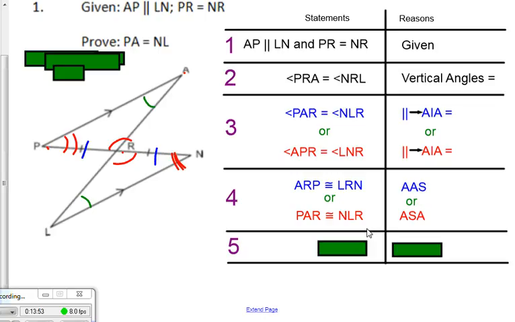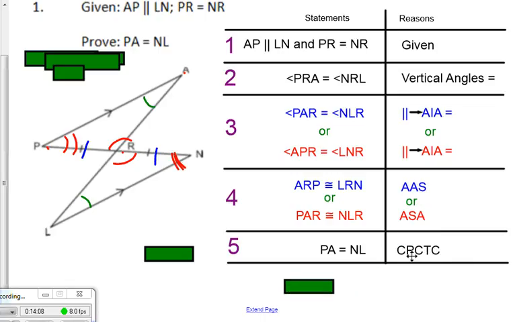Either case. Now that I know that the top triangle is the same as the bottom triangle, now I can say for sure our proof here, P to A, this is the exact same length as N to L. How do we know that? Because they're corresponding parts of congruent triangles. So they are congruent. Since these triangles are exactly the same, this side and this side have to be exactly the same.